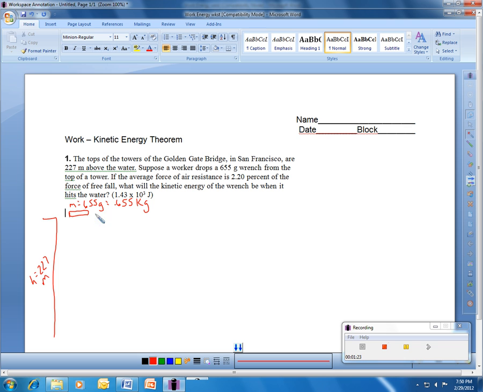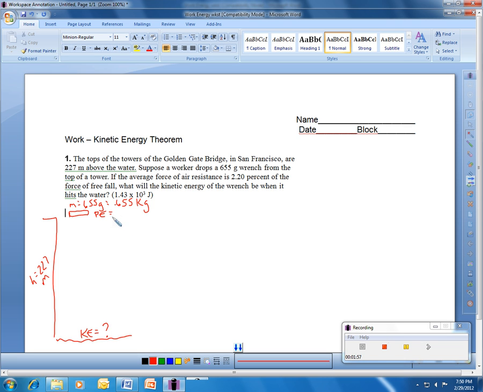Right now, just stopping there, what type of energy does this wrench have? You should know this answer is potential energy only. It's at rest at a height above the zero level. Okay? If the average force of air resistance is 2.2% of the force of free fall, what will the kinetic energy of the wrench be when it hits the water? So here we have the water. When it hits, it's only going to have kinetic energy, and the question is, how much?